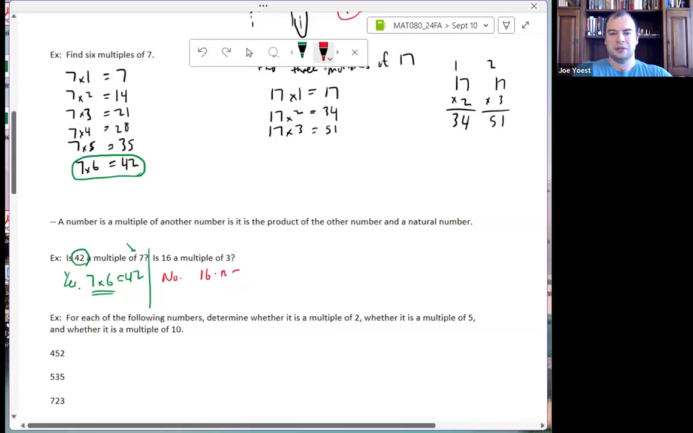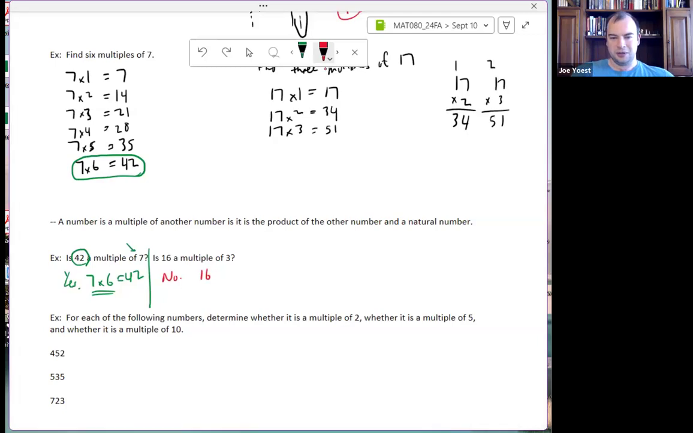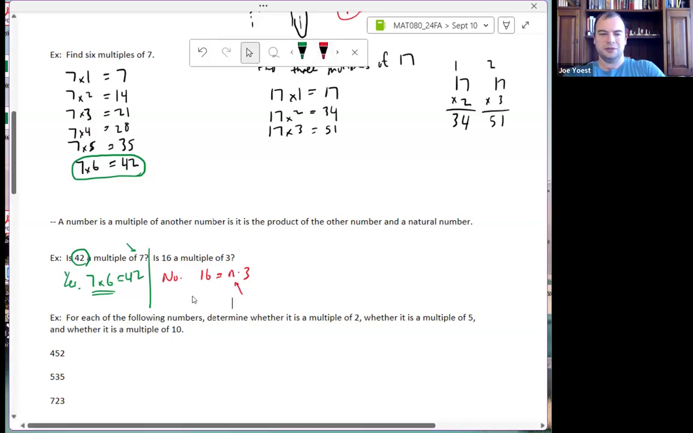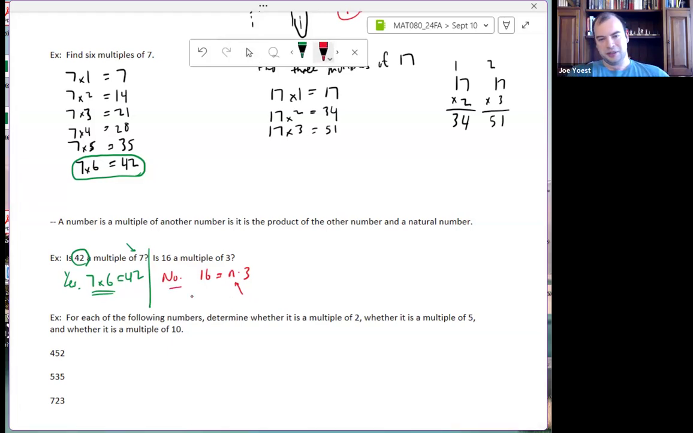Oops, other way around. 16 equals n times 3. There's no natural number I can put in there to make this a true equation. If I try n equals 5, that gets close, but I get 16 equals 15. That doesn't work. If I try n equals 6, again, pretty close. 16 equals 18, but that's not true either. So is 16 a multiple of 3? No, it's not.